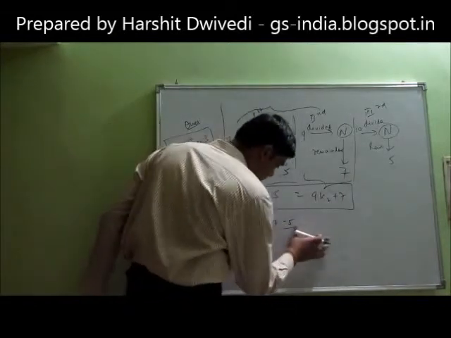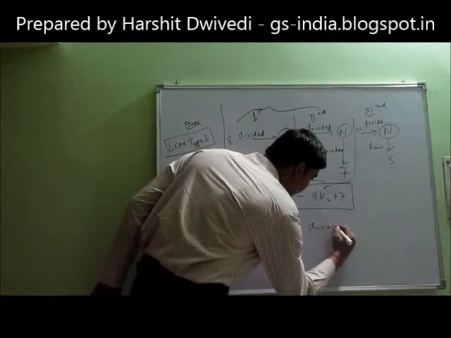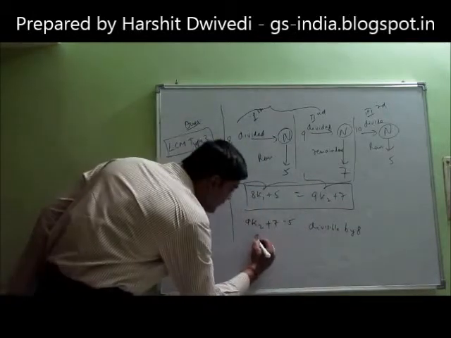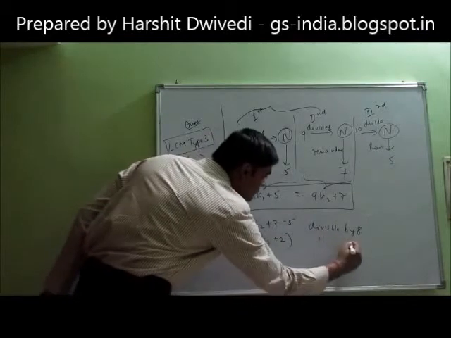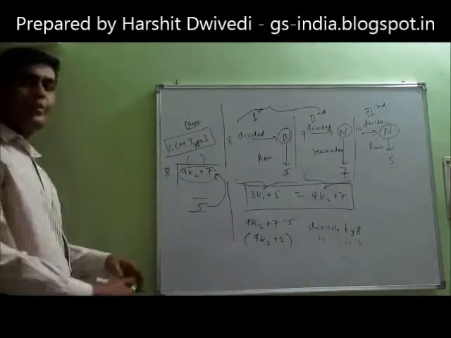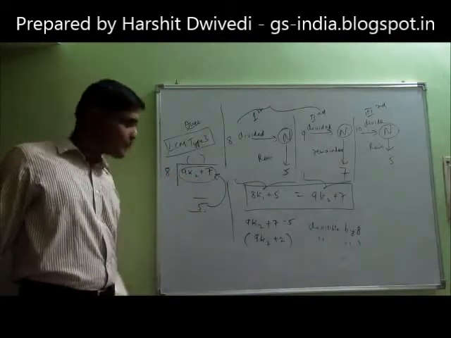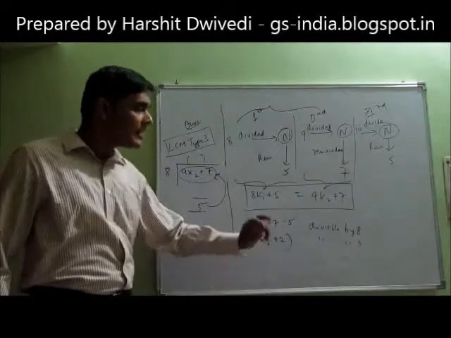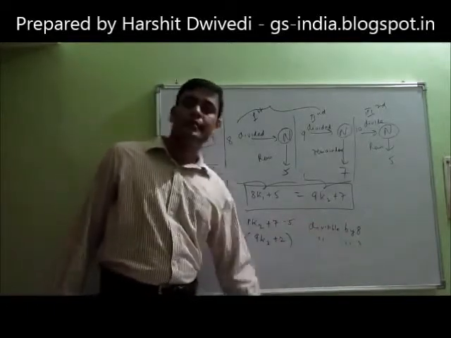Add it down. This number will be divisible by 8. What will it become? 9k2 plus 2. This I got from here. 9k2 plus 7 divided by 8, remainder is 5. I am going to remove this remainder from the main number. What will I get? I will get 9k2 plus 2. So 9k2 plus 2 is divisible by 8.